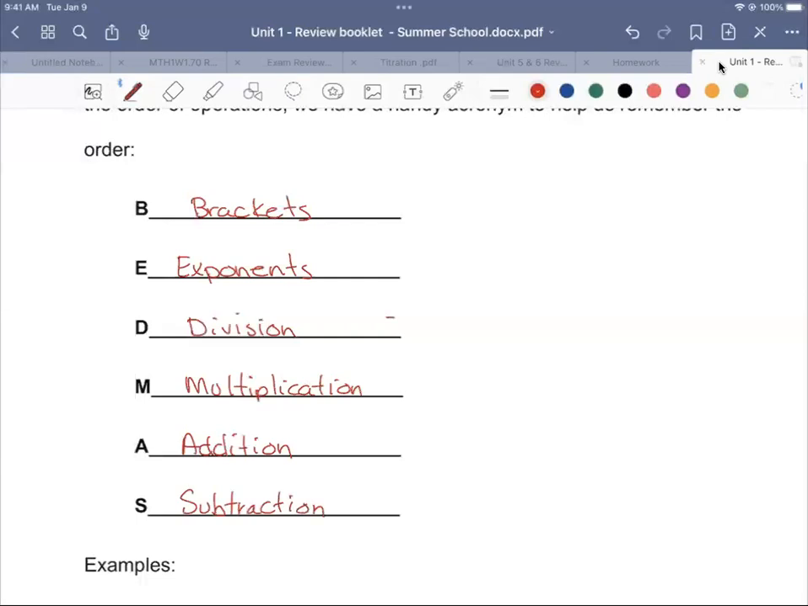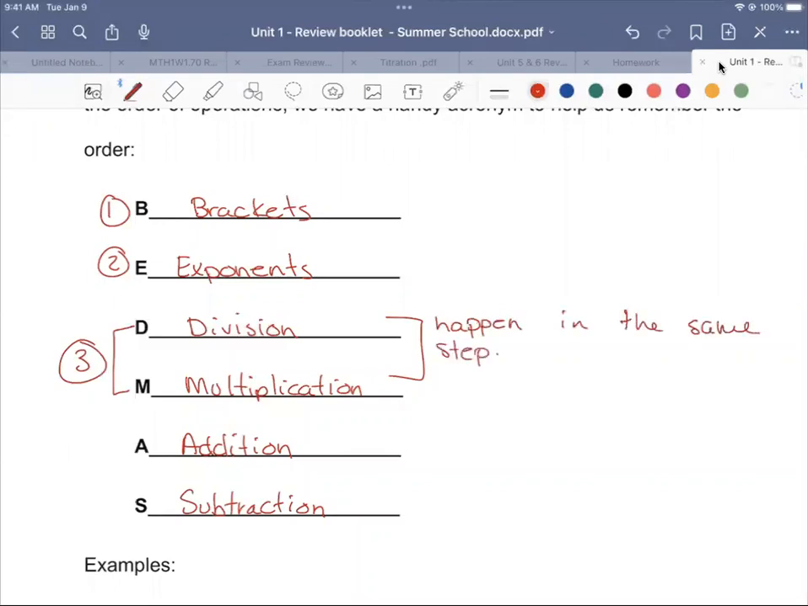Now, the only catch here is that when I have division and multiplication, so this step goes first, this step goes second, this step goes third. Division and multiplication occur in the same step. But say you have 4 times 2 times 3, you're just going to multiply across the line. If it was 3 divided by 2 times 4, we're not necessarily going to go in the order of division then multiplication. We are going to use the left to right order. So just read across your page from left to right.